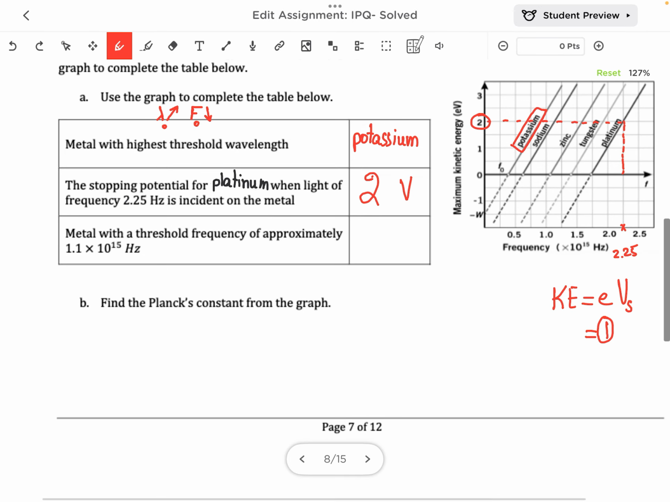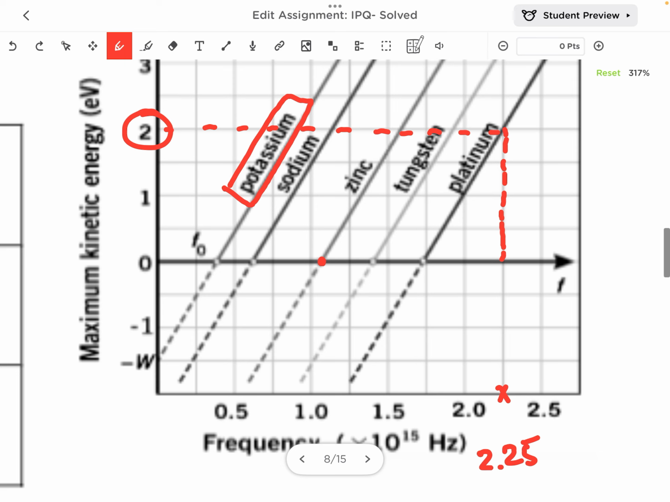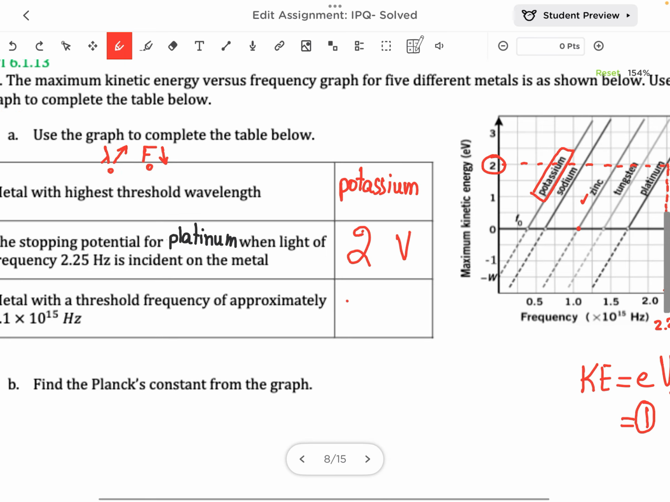Metal with a threshold frequency of approximately 1.1. Which metal has the threshold frequency of 1.1? It is zinc. So zinc.